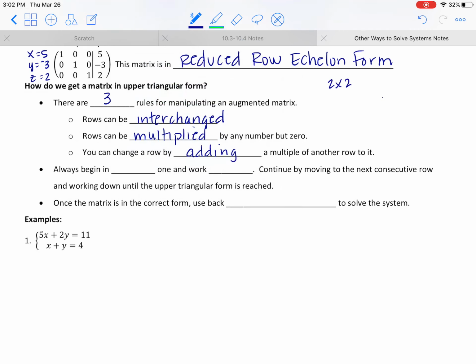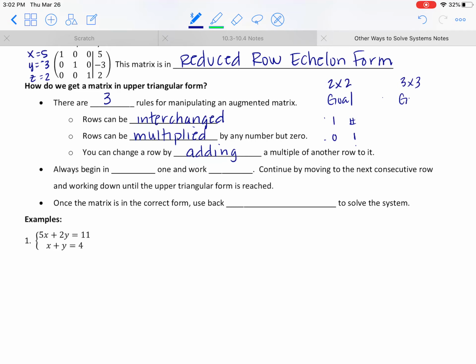So the goal is one of 2 things. If we're looking at a 2 by 2 system, our 2 by 2 goal is to get that upper triangular form. If it's 2 by 2, we want a 1 here and a 0 here, and then it doesn't really matter what number is here, but we need a 1 here.